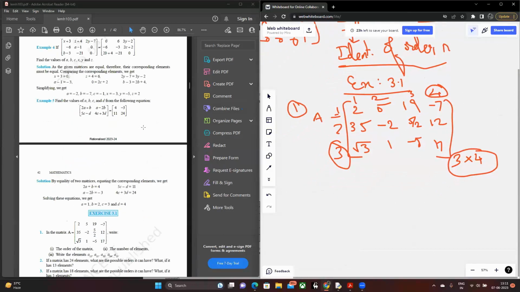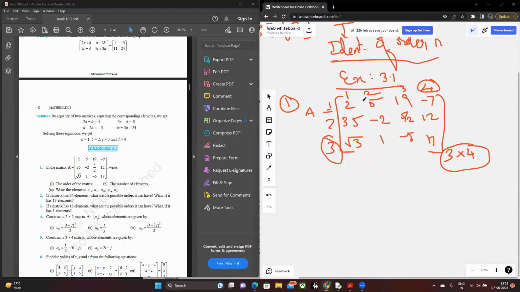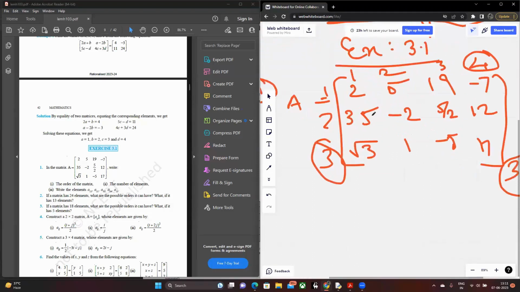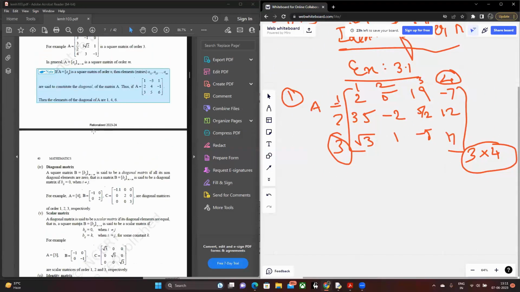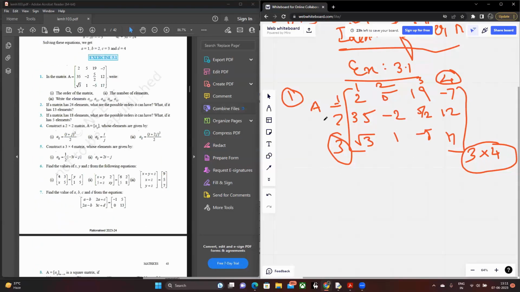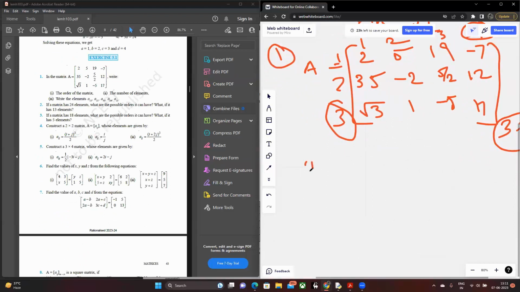So you can see that this is a normal matrix. This is not square. This is not a diagonal matrix. This is not identity. This is not a scalar matrix. Nothing of the sort. This is a normal matrix. This is also not a zero matrix. And so you don't have any special thing further to say. So just proceed with the question.